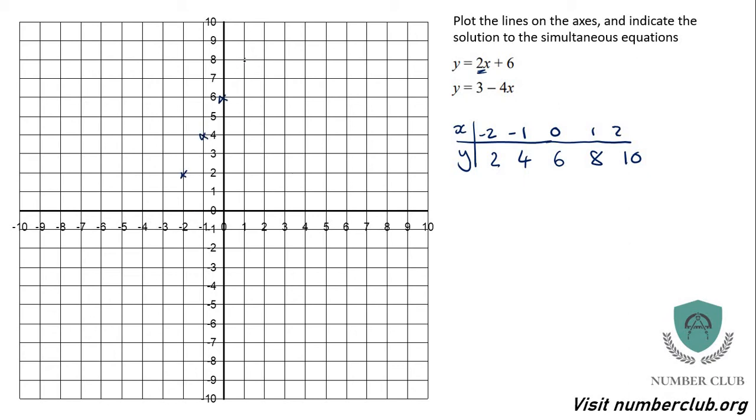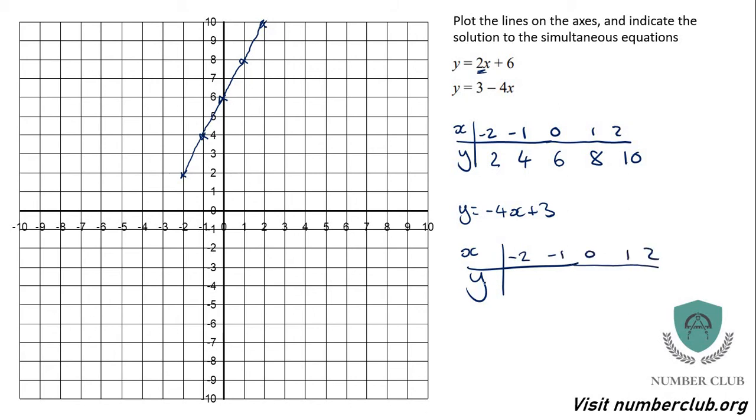So there we go, we've got a line that looks like that, and so we're going to join it up. Obviously you should use a ruler, but I don't have one at the moment on this thing. So let's move on. We've got y equals 3 minus 4x. I like to write that as y equals negative 4x plus 3 because that way it shows me my gradient a little bit easier. X, y, negative 2, negative 1, 0, 1 and 2.